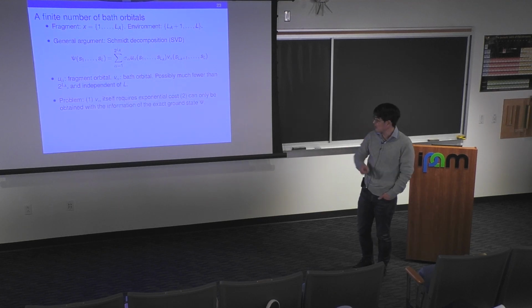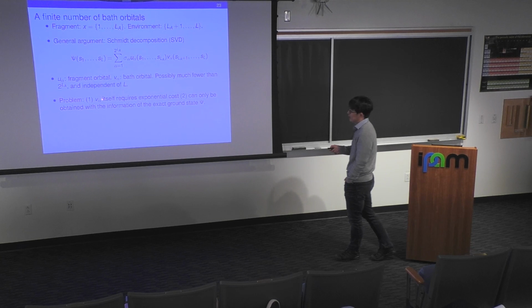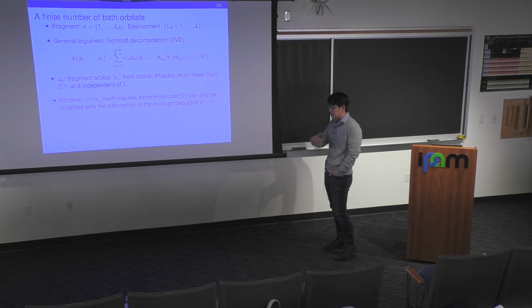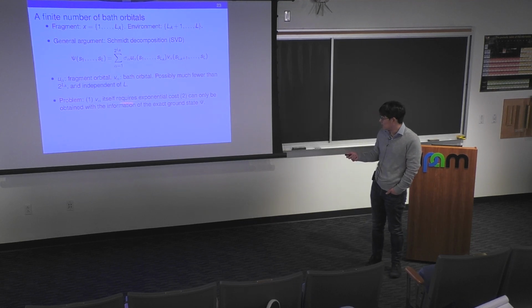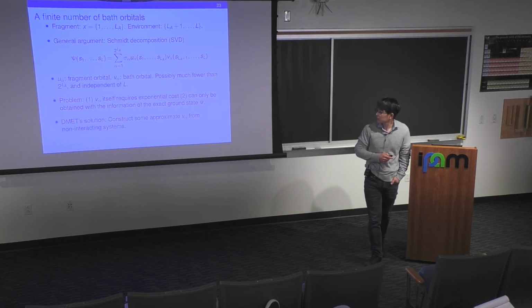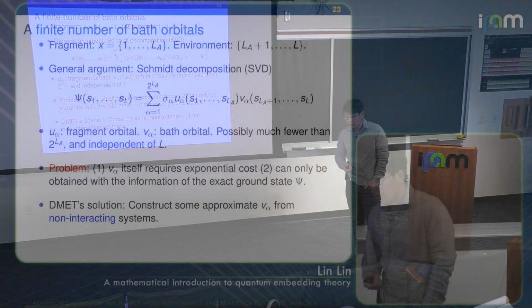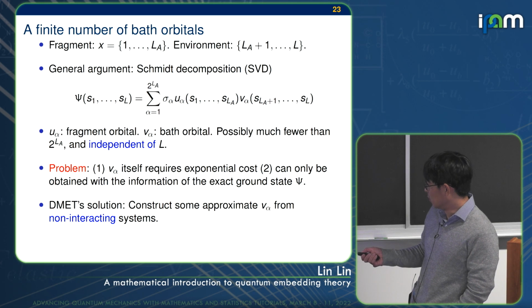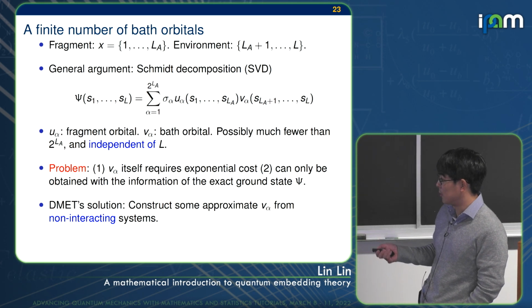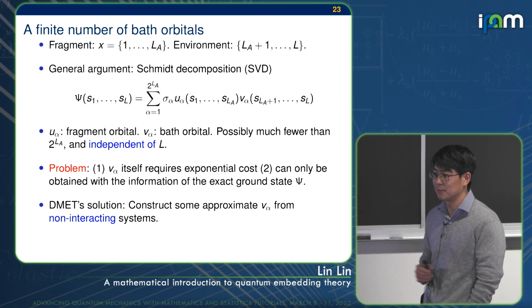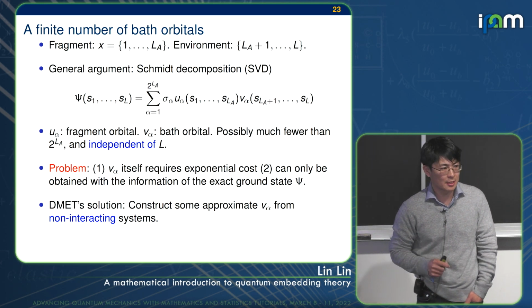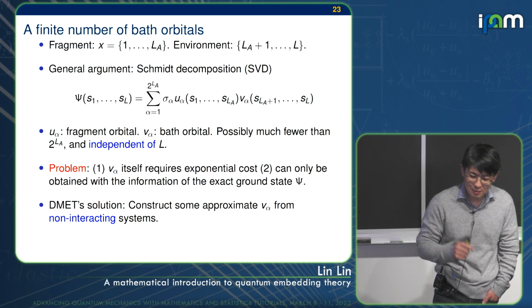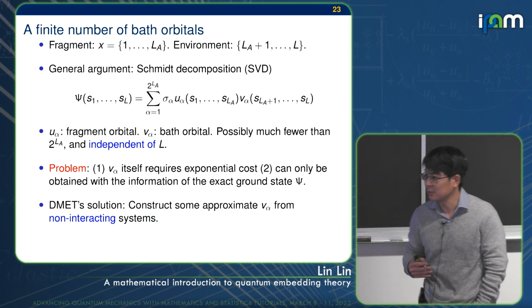There are 2 main problems with this argument. One is that V alpha, the Bethe, requires exponential cost. And two is that it can only be obtained with the information of the exact ground state, which means they're useless. So DMET's solution, or the recipe, is to construct some approximate Bethe orbitals from some non-interacting system. Go back to the thing I talked about at the beginning. A non-interacting system, or quadratic Hamiltonian, is one of the very few things you can actually say something about. And this is what they do.